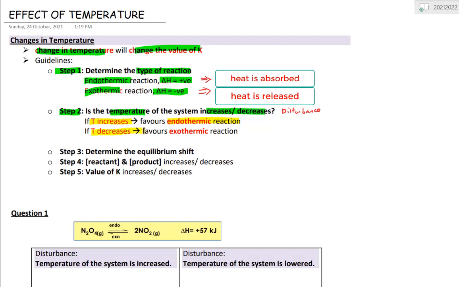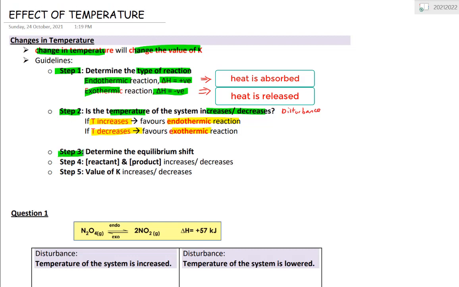And if the overall temperature decreases, the system or the reaction will favor the exothermic reaction. Why is it so? If the temperature decreases, according to Le Chatelier principle, we want to raise the temperature. So at this time, the reaction will want to release more heat so that we can increase the temperature back. Please remember and try to understand these two sentences in your step 2.